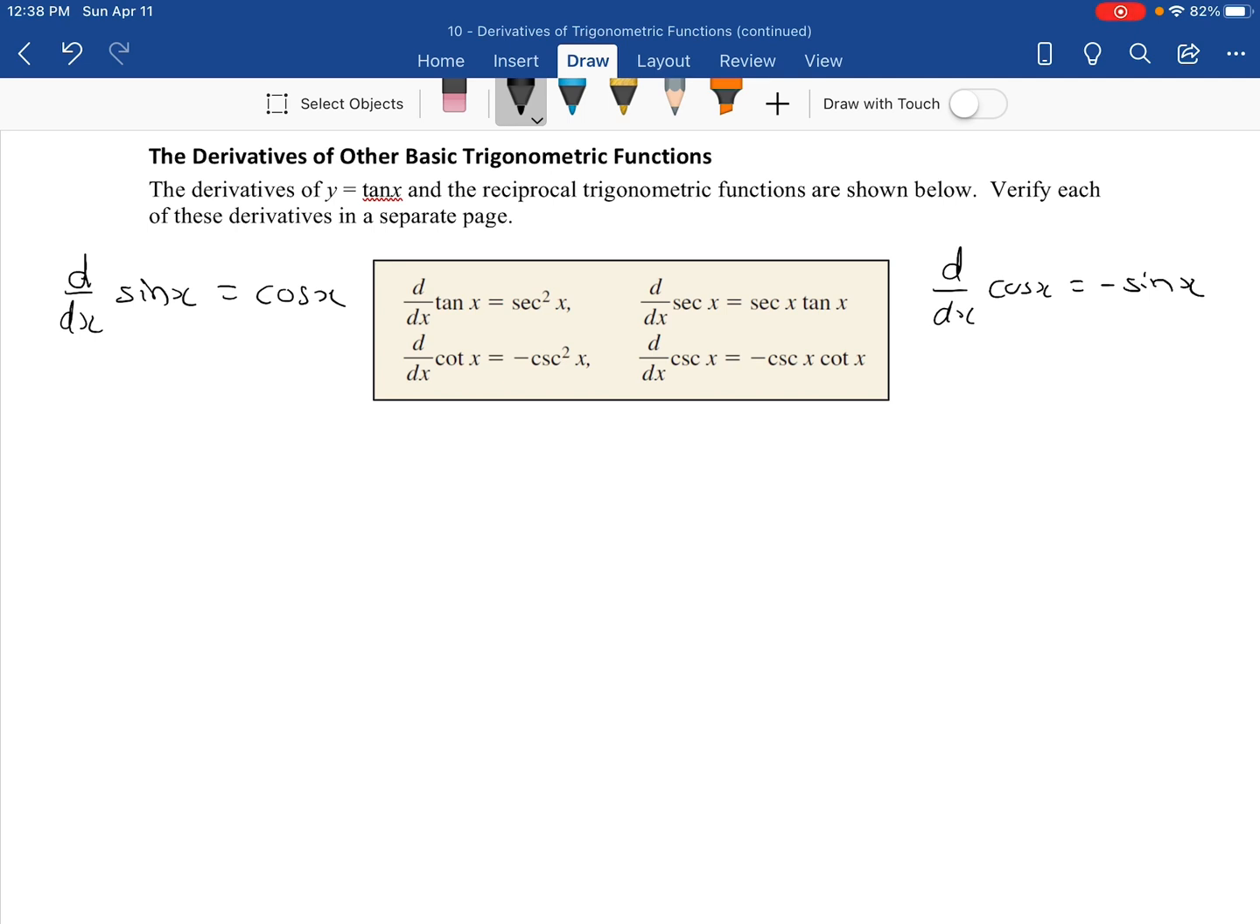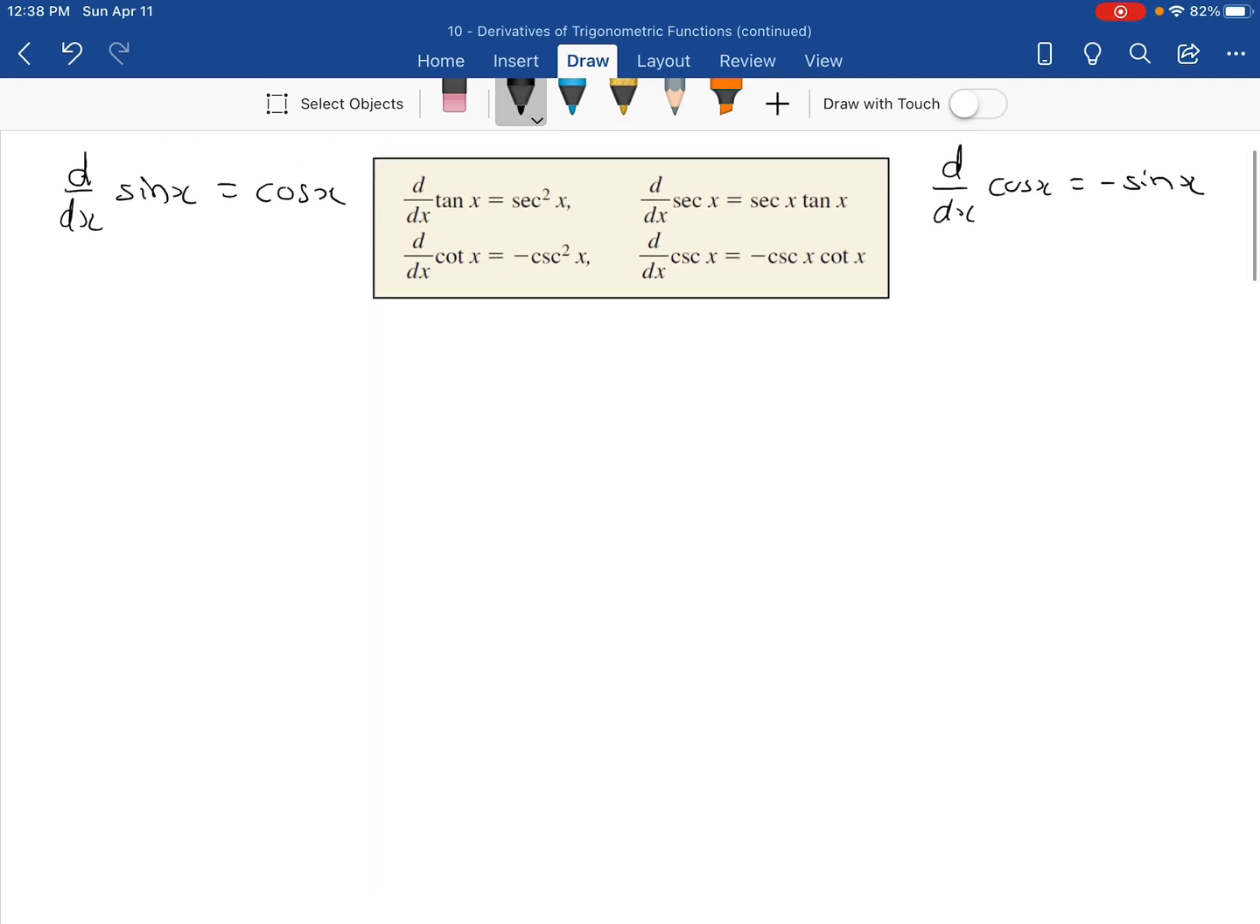What's really nice about trig is that if you have these two derivatives, the derivative of sine and the derivative of cos, then these next four come pretty easily. And so I wanted to show you those in this video. All four derivatives are given here. The results are already there, but I want to show you where they come from.